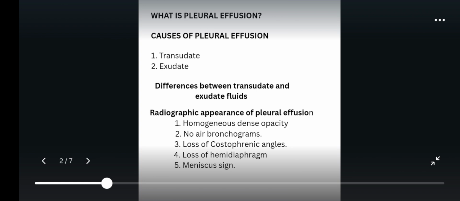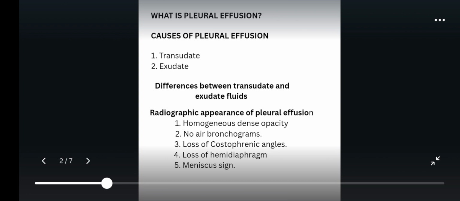biochemical analysis. The presence of high protein and cell counts in exudate is a key indicator of inflammation. So you can use it to make an inference on what could be causing the pleural effusion. While transudates are typically associated with systemic conditions affecting fluid imbalance. So you can see it's very simple.